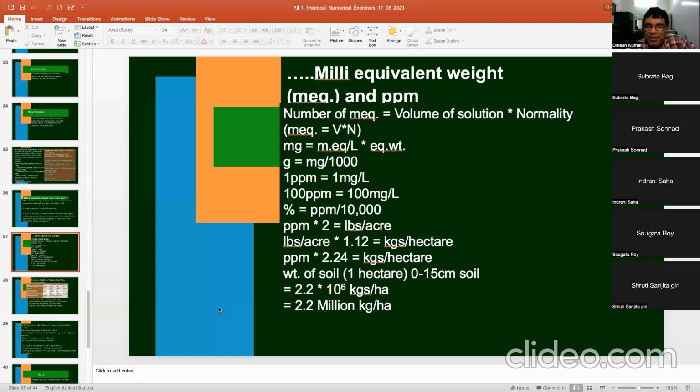But it is important to know, of course. For the time being, you can see that it is a conversion factor. It is a conversion factor. If you want to convert ppm into pounds per acre or kg per hectare, you need to multiply these factors.